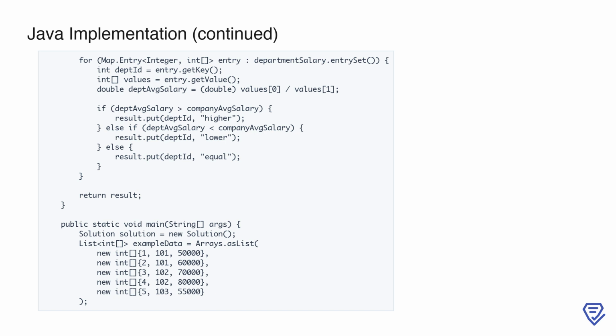If the department's average is higher, we record the department's ID in the result map with the value higher. If it's lower, we record lower, and if it's equal, we record equal. This comparison allows us to categorize each department based on how their average salary stacks up against the company-wide benchmark. The result map, which associates each department ID with its category, will ultimately be returned as the output of this method.